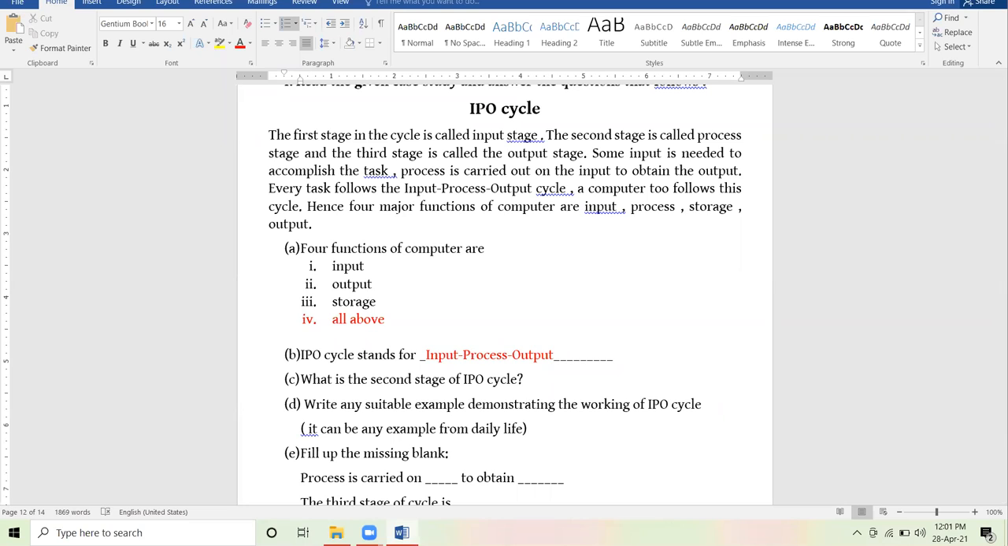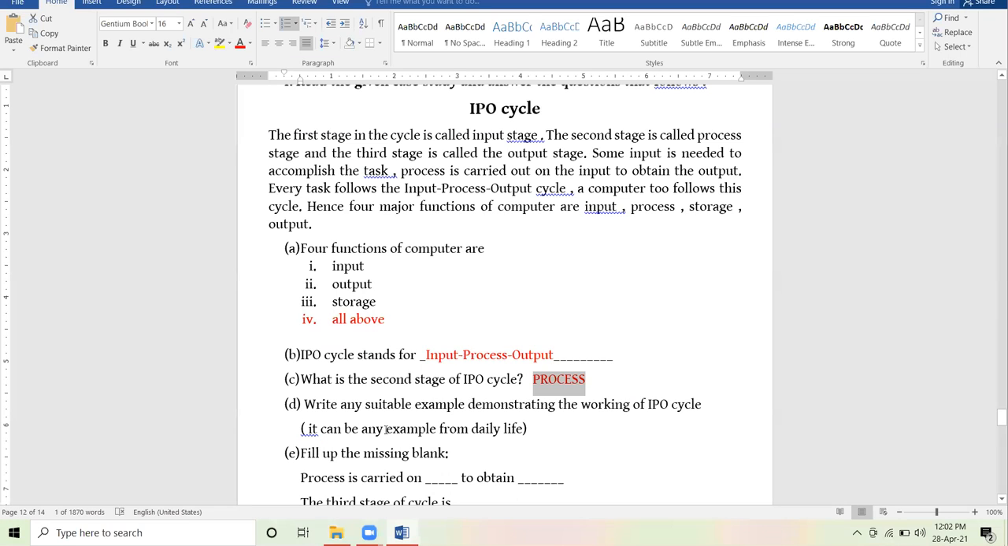Okay, Dharya, unmute yourself, beta. Sir, process. Yes, the second stage of IPO cycle is called process. Very good, Dharya. Nice. All right. Write any one suitable example demonstrating the working of IPO cycle.